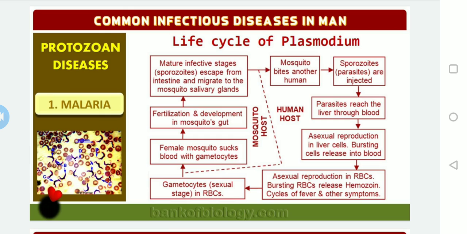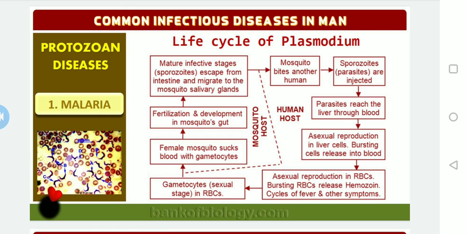Then they undergo asexual reproduction in the RBCs. Bursting of the RBCs releases the hemozoin, causing the cycle of fever and other symptoms. Then they reach the gametocyte stage. This is how it happens, in the form of a repeated cycle. Let me tell you once again briefly. Please note down: the life cycle of the Plasmodium starts with inoculation of the sporozoites, the infective stage, through the bite of an infected female Anopheles mosquito.